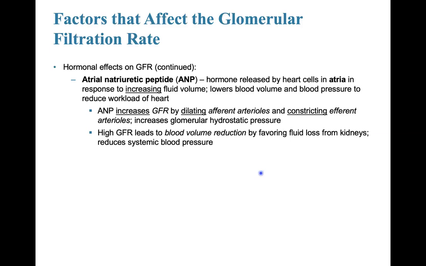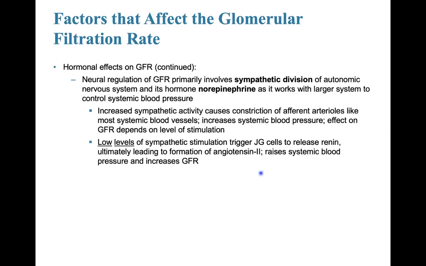High GFR leads to blood volume reduction by favoring fluid loss from the kidneys, and this will reduce your systemic blood pressure. You also can have neuroregulation of the GFR, primarily involving the sympathetic division of the autonomic nervous system and its hormone norepinephrine, as it works with the larger system to control systemic blood pressure. Increased sympathetic activity causes vasoconstriction of the afferent arterioles, like most systemic blood vessels.